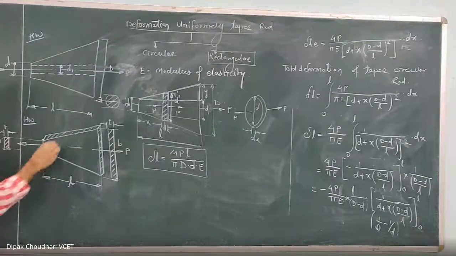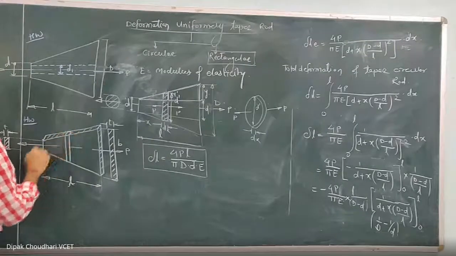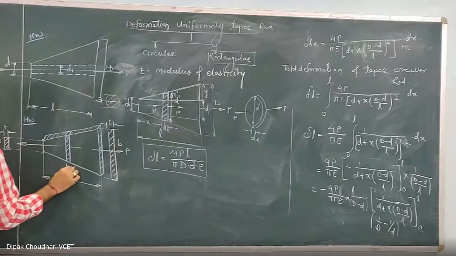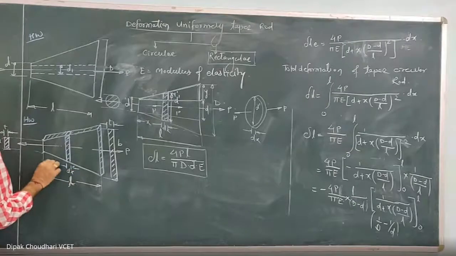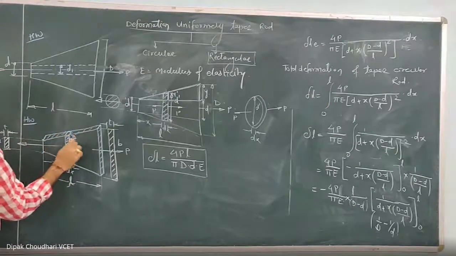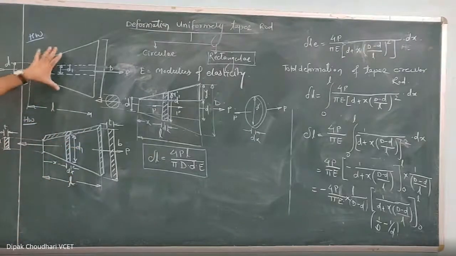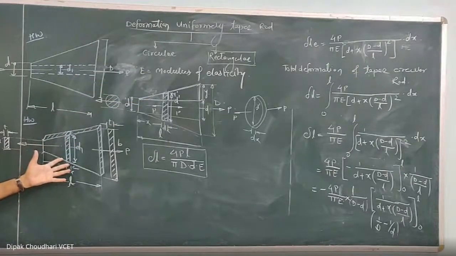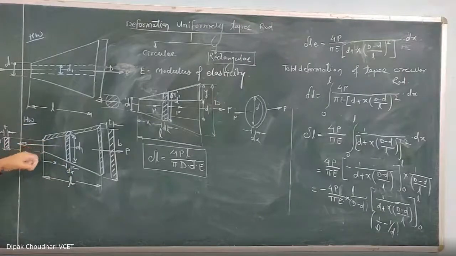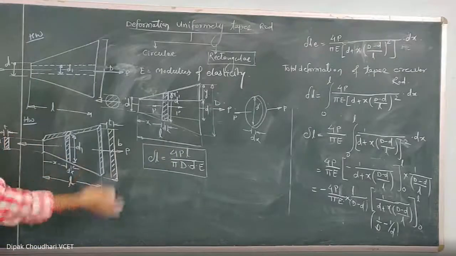So here also you have to take one small elemental strip. Consider one small elemental strip like this of thickness dx at a distance of x. Calculate this width, let it be d1. Okay, same concept you have to use, the concept used here, to calculate that d1. Then the area of this elemental strip. Now area won't be pi by 4 into d square because it is not circular. It is rectangular. So according to that you have to change the area.